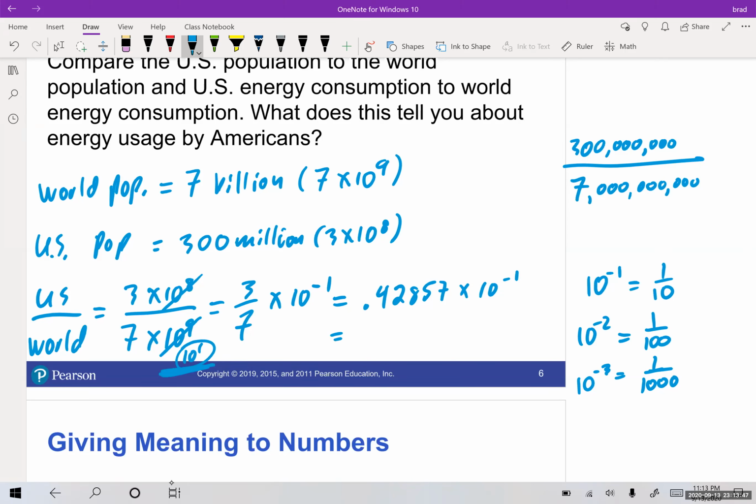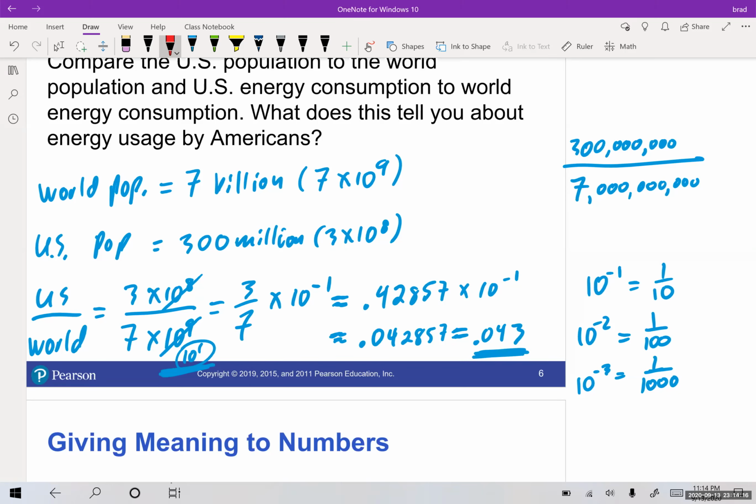Because did they say they want the answer in scientific notation? They didn't say they wanted the answer in scientific notation. So if they just want it as a decimal, this would actually be 0.042857. So I'm going to approximate this. Well, I guess this is an approximation. And then I'm just going to say, you know what, let's approximate this to 0.043. Let's just round off. Let's use 3 decimal places for this problem.